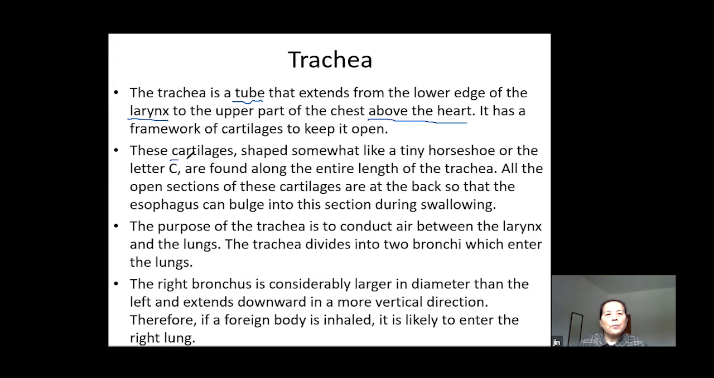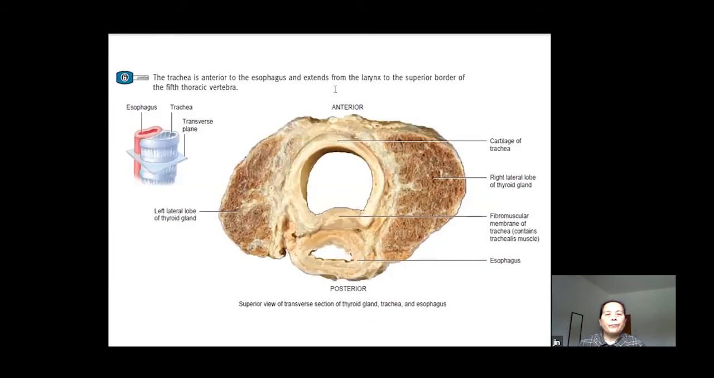It is formed by cartilage shaped like a letter C. So what does it mean, the shape looks like a letter C? Here is the trachea. That's the cartilage formed. And that's the anterior part of the body. That's the posterior part of the body.